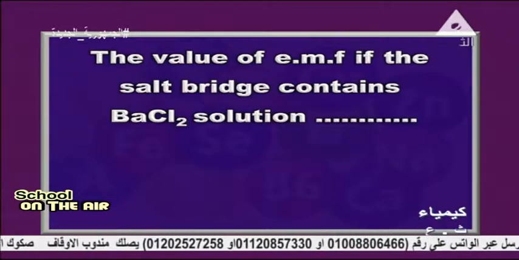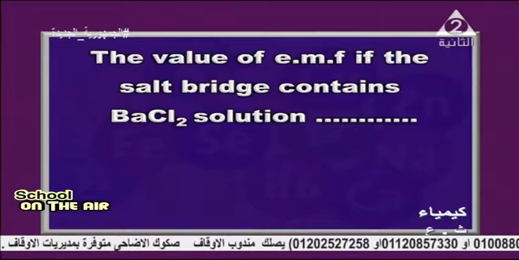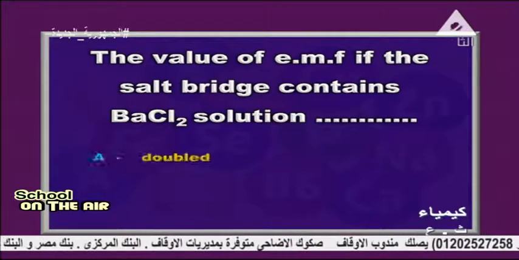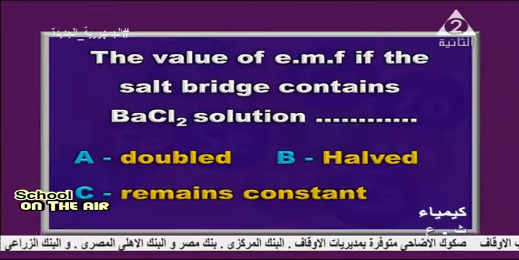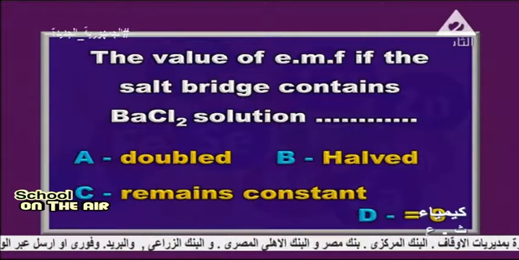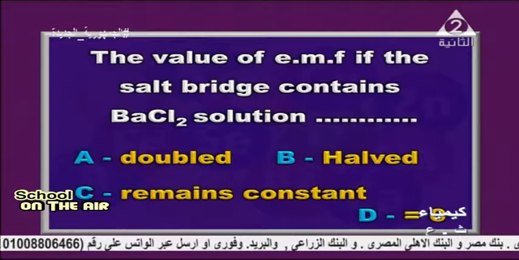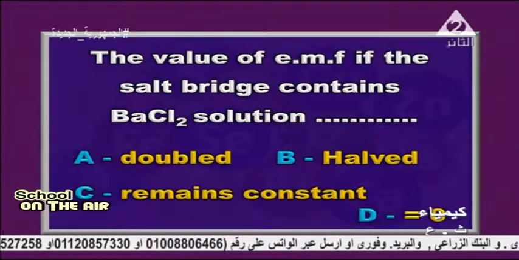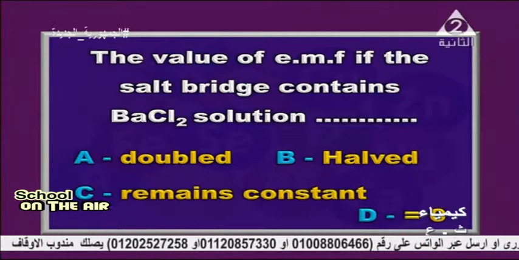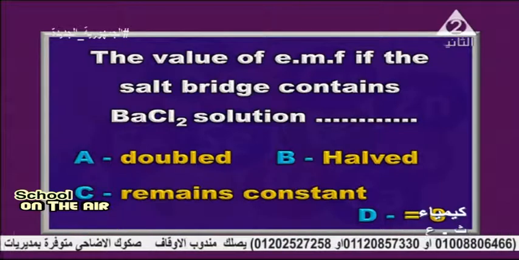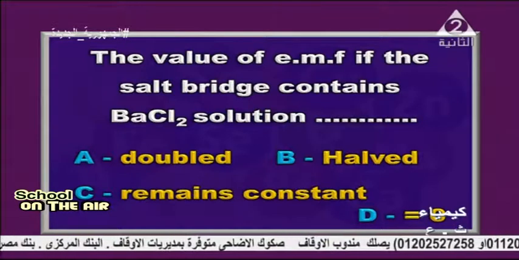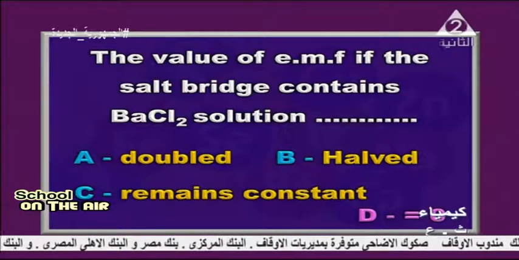The value of the EMF if the salt bridge contains barium chloride solution: doubled, halved, remains constant, or equals 0? We know that the barium chloride precipitates the sulfate ions as barium sulfate. So the sulfate ions will not be present, so the EMF equals 0.